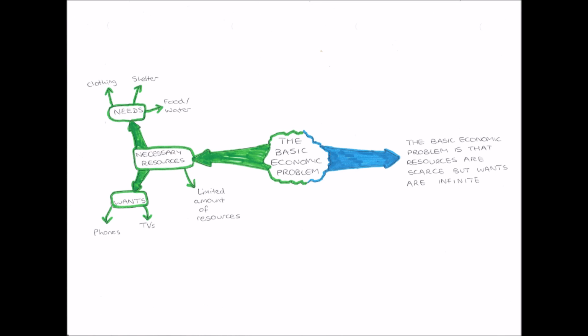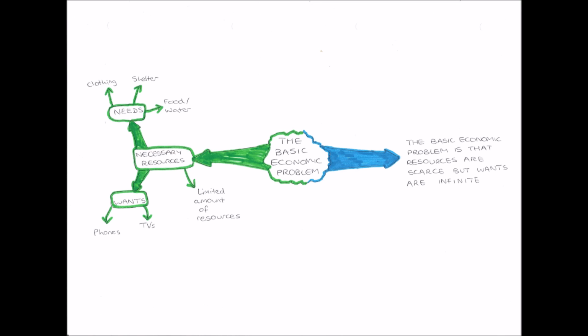Now, if you look to the left of our screen here in necessary resources, it shows that we have two types of resources. We have needs and we have wants. Needs are resources that as human beings we require in order to survive from day to day. So they include things such as shelter, food and water and clothing. We need them in order to live.